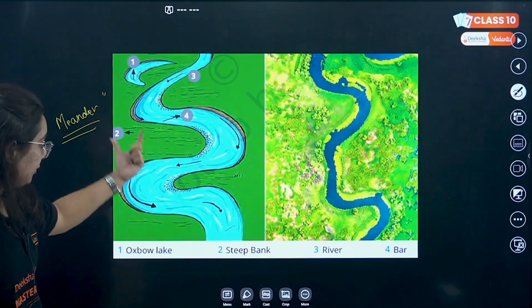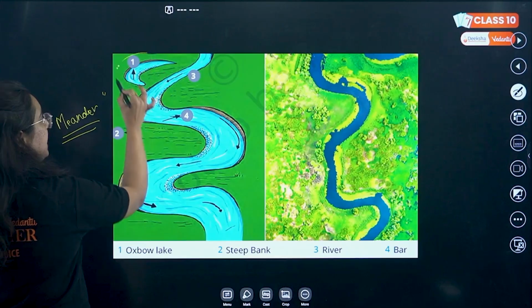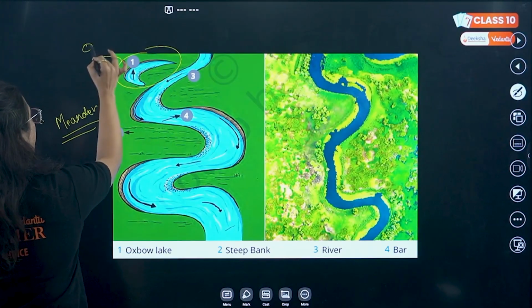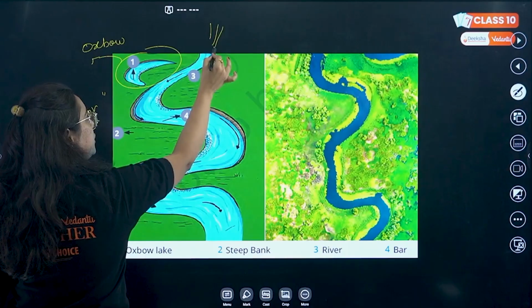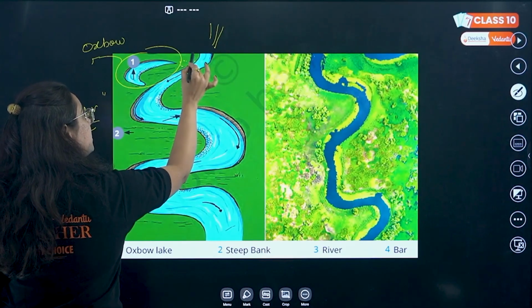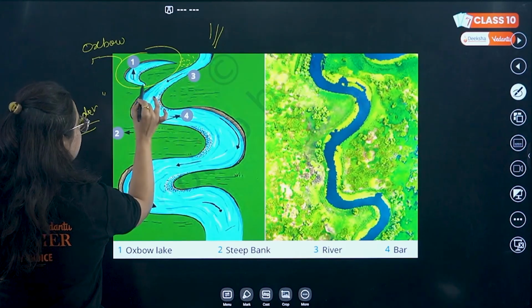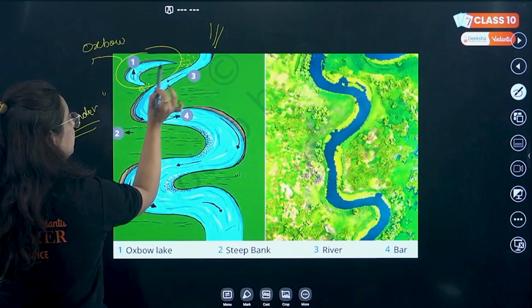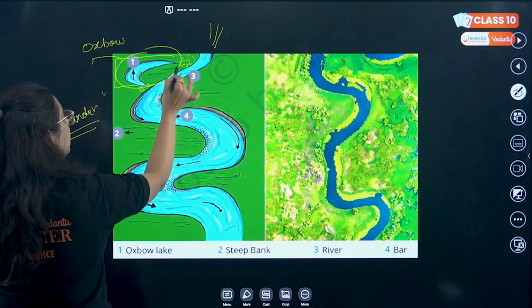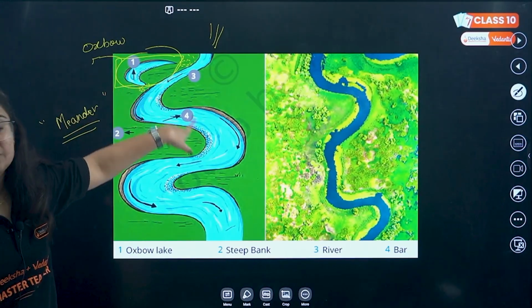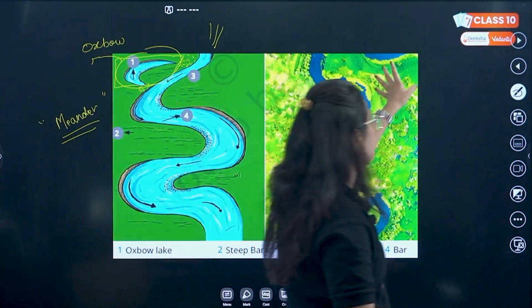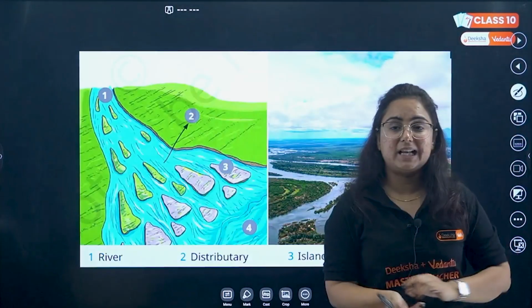Along with meander, there is a lake form that is known as Oxbow Lake. The river is flowing continuously. Here it deposits a lot of sediments, because of this a part of this river gets separated away, and that is what is known as Oxbow Lake. You can see this image of meander and Oxbow Lake.